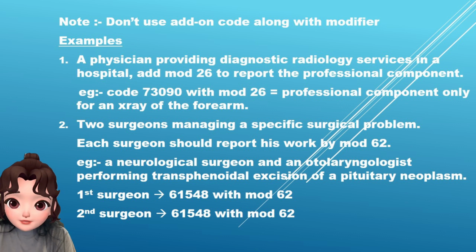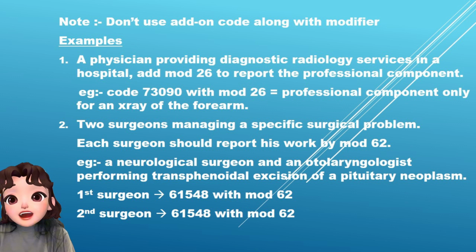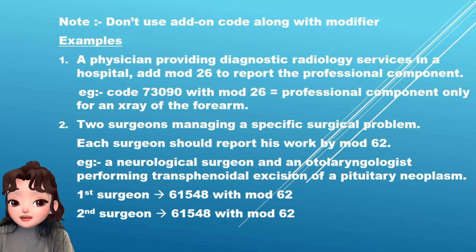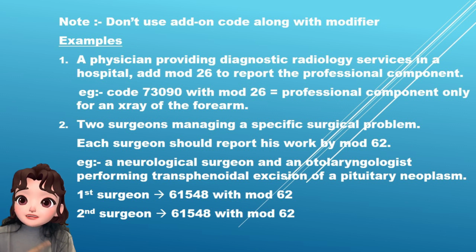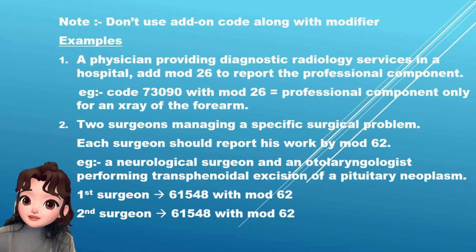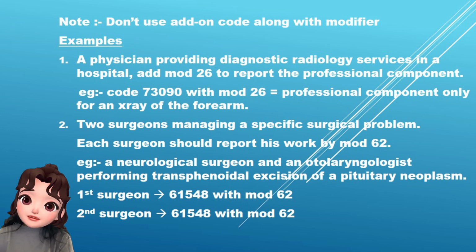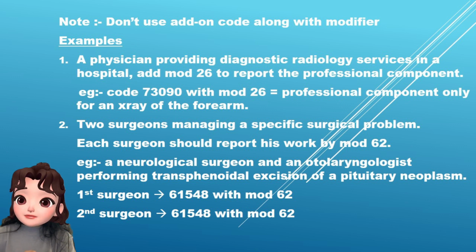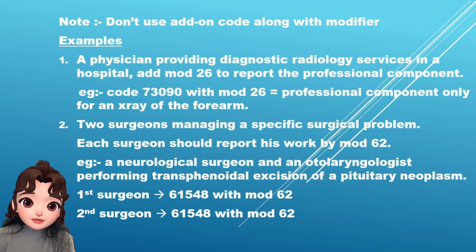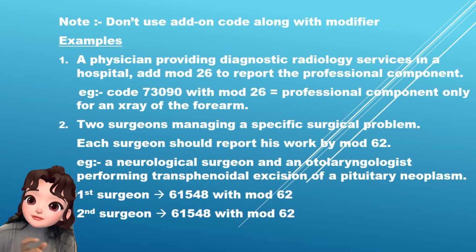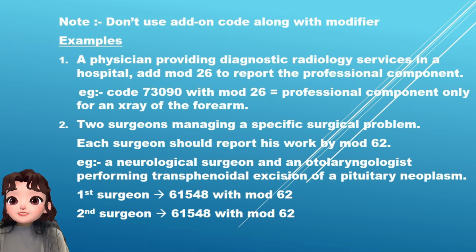For example, a neurological surgeon and an otolaryngologist performing transsphenoidal excision of a pituitary neoplasm. So there are two surgeons in this case, a neurological surgeon as well as an otolaryngologist. 61548 is the code for that procedure. So we will report both surgeons with modifier 62. The first surgeon will be reported with the same code and modifier 62, and the second surgeon will be reported with the same code and modifier 62. This is how we use some modifiers.